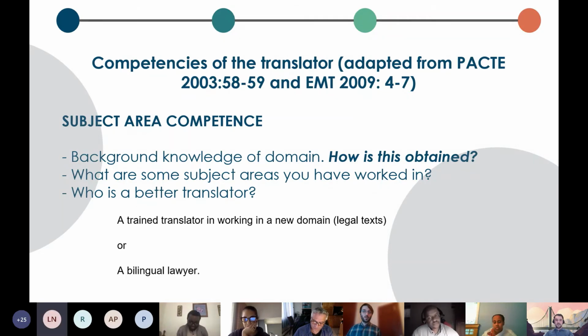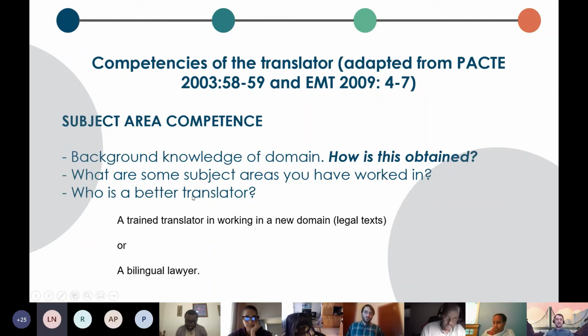Who is a better translator? Sorry? Cultural immersion definitely helps. Coming into contact with the bureaucratic paperwork of that country. Yeah, the language related to it. That does help in more ways than just subject area competence in general, like improving your language.